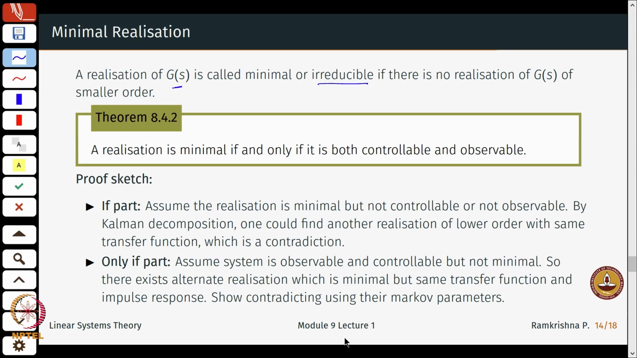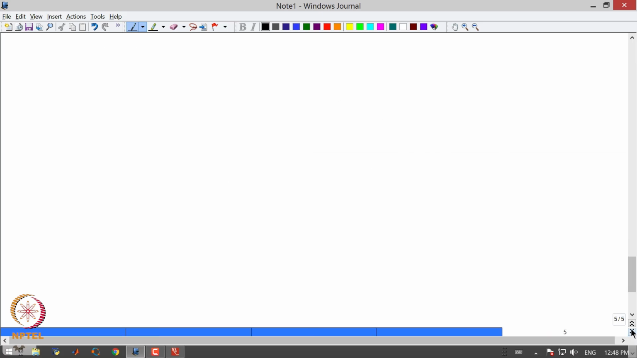Okay, so now the second step, the only if part. We do the reverse proof. Assume that the system is both controllable and observable, but the realization is not minimal.